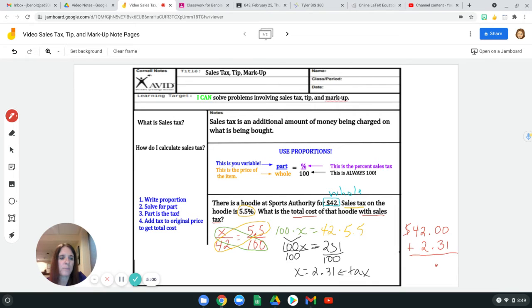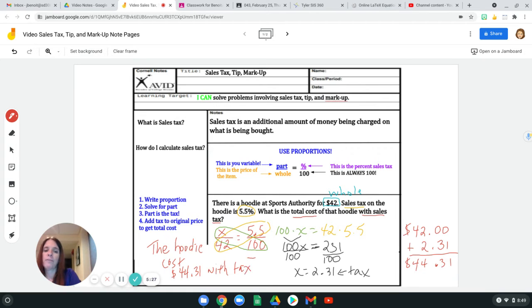Put your decimal, 1, 3, 4, 4. So the total cost of the hoodie is $44.31. And you would just write a sentence. The hoodie cost $44.31 with tax.